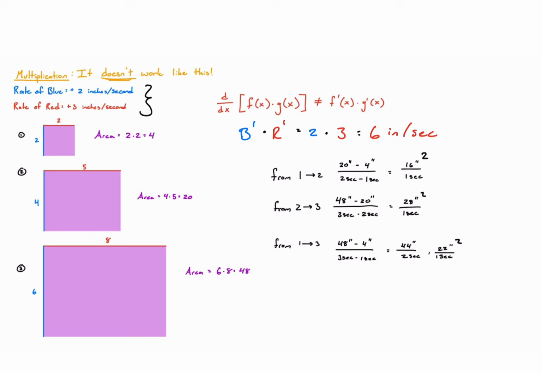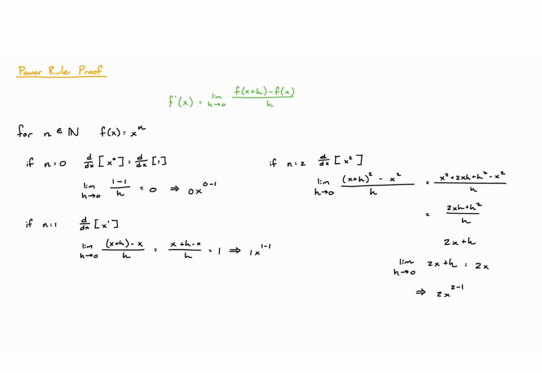So the important thing to remember for today is that if you run into a problem with multiplication, you're going to have to actually multiply the entire equation out, and you can't just assume that you can multiply the rates together to get the correct derivative.